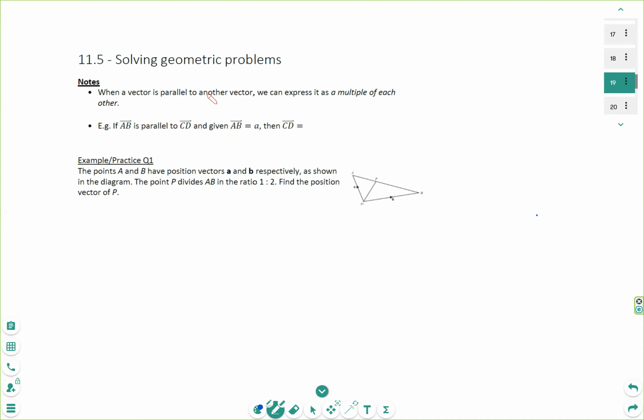When a vector is parallel to another one, we can express it as a multiple of the other. For example, if AB is parallel to CD, and AB is the vector a, then we can say CD equals lambda a, or we can use mu a. These two Greek letters are what we tend to use for vectors in terms of multiples, where lambda or mu is a constant.